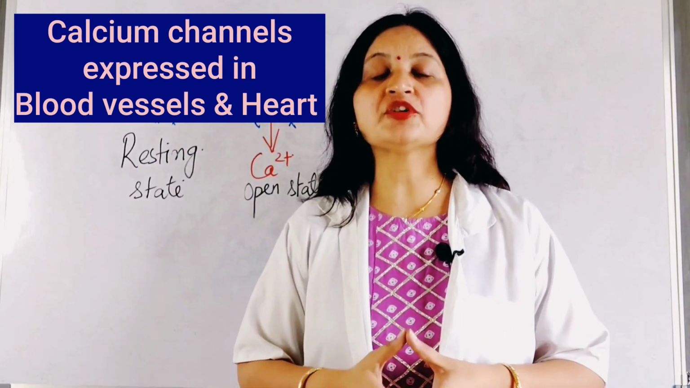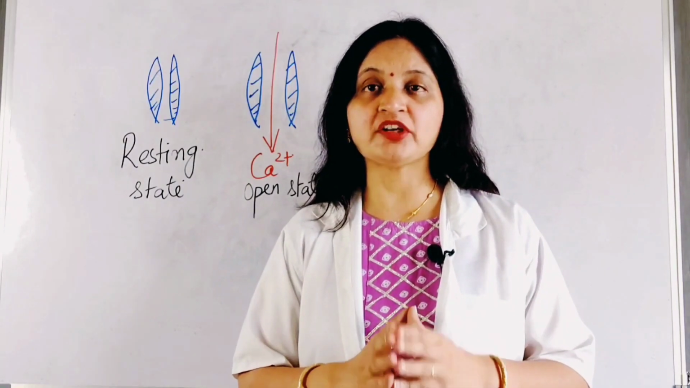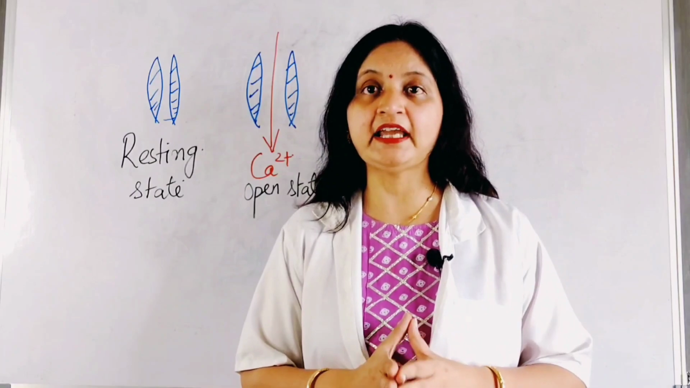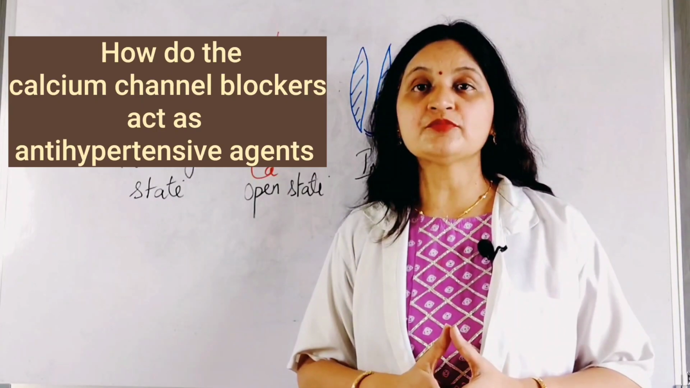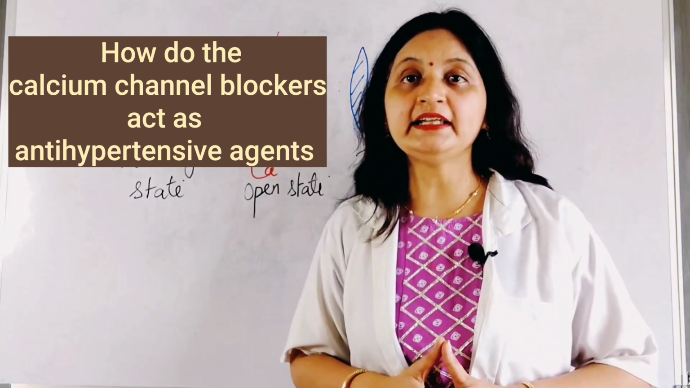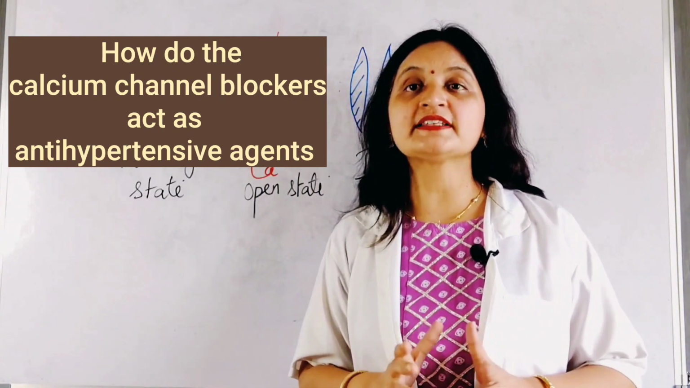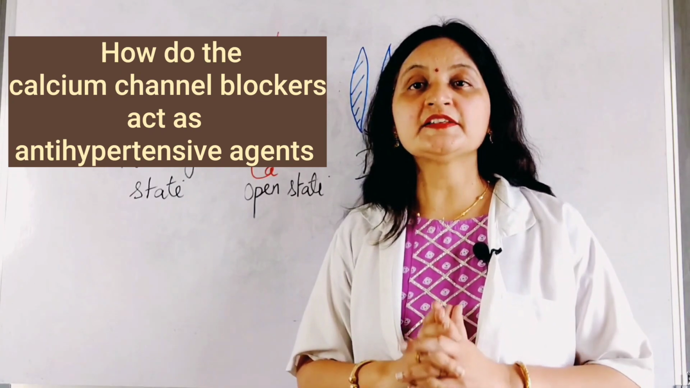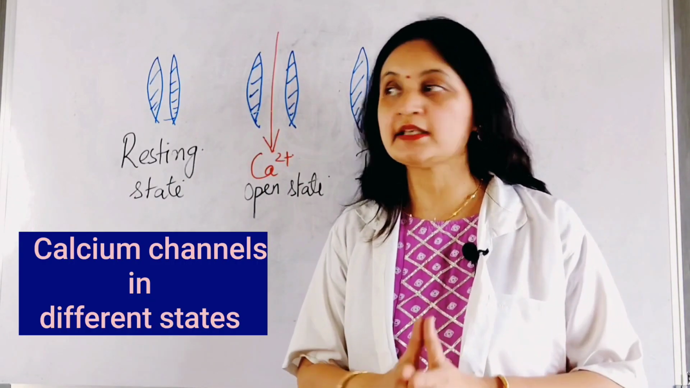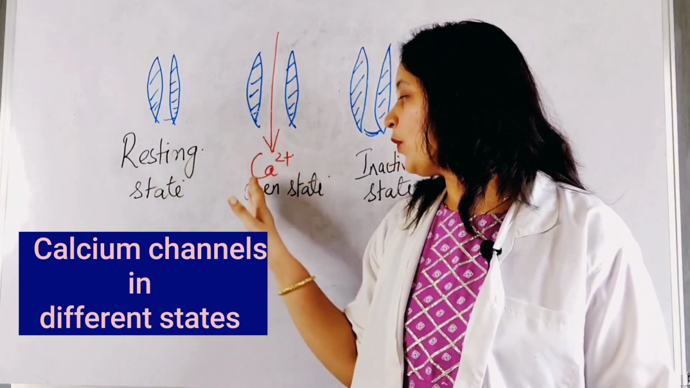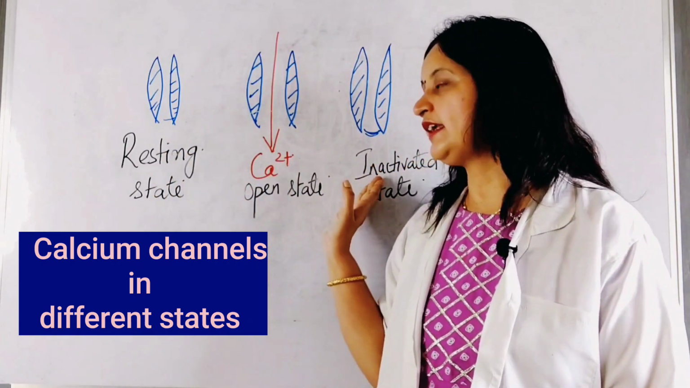In the heart, calcium is necessary for cardiac contraction, for the pacemaker activity and for conduction through the AV node. So how do the calcium channel blockers act as antihypertensive agents? To understand the mechanism of action, it is important to know that the calcium channels are available in three states: the resting state, the open state and the inactivated state.